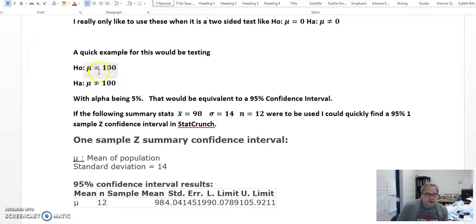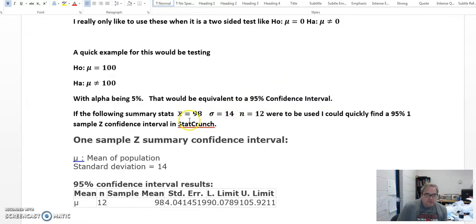Quick example, we're just going to have simple hypotheses. The mean is 100, is what our null is, alternative not equal to. We're going to do a 5% alpha level. So we used alpha with confidence intervals to begin with. And if you remember, 100 minus the alpha gave you your confidence interval level. So in this case, I'm going to have a 95% confidence interval.